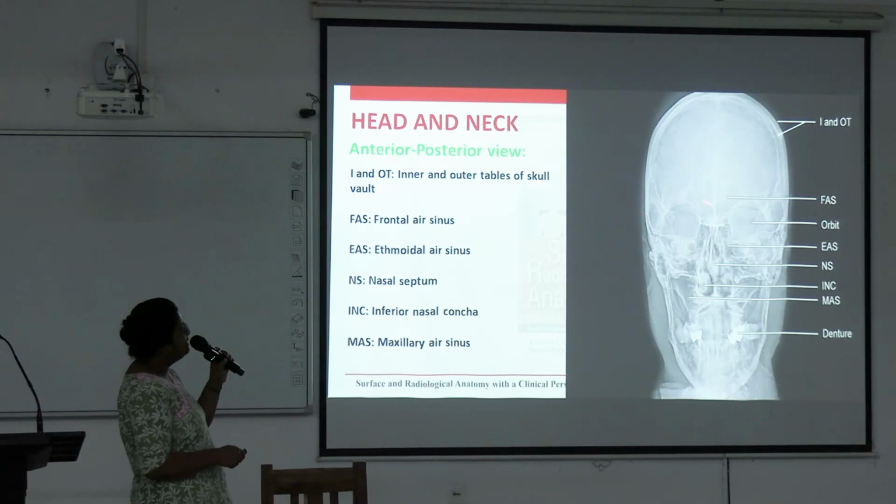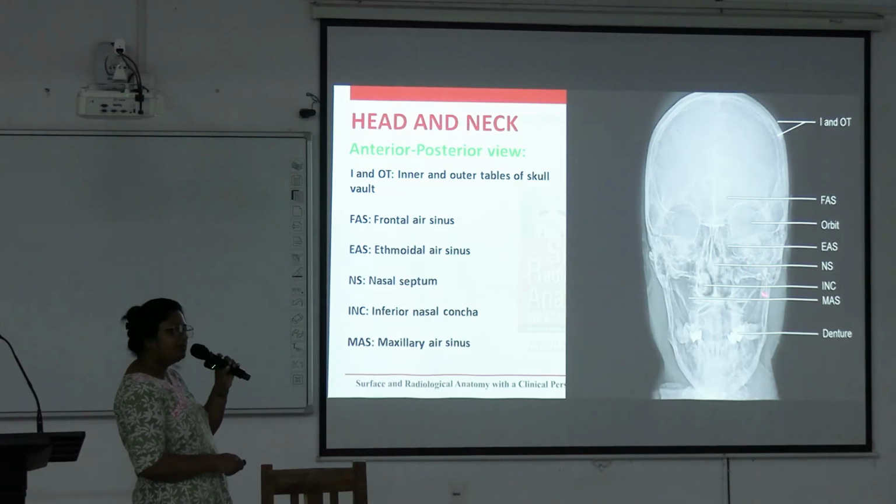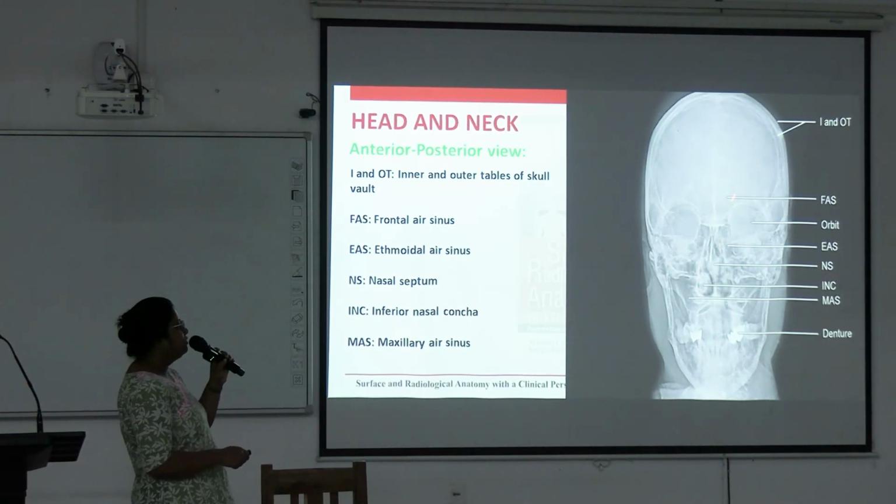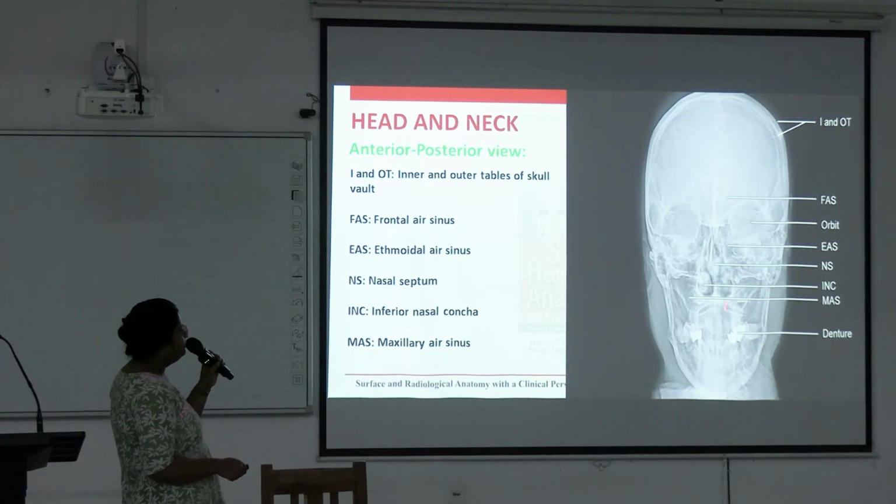Next, this quadrangular area is the orbit. This is the ethmoidal air sinus; in between the two medial margins of the orbit, these are the ethmoidal air sinuses. Next, in the midline you will get the nasal septum. This is one nasal cavity, this is the other. At the lower part of the nasal cavity you can see this bulge, which is the inferior nasal concha. On the two sides, in the maxilla, is the maxillary air sinus.